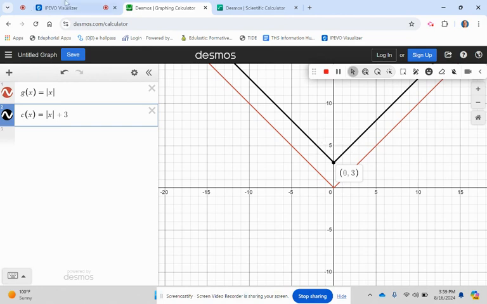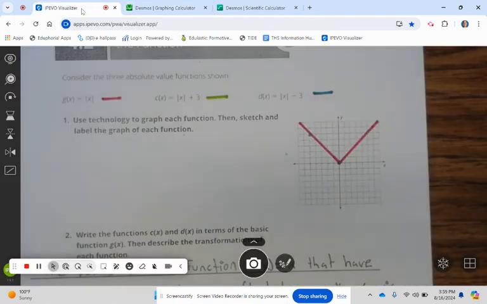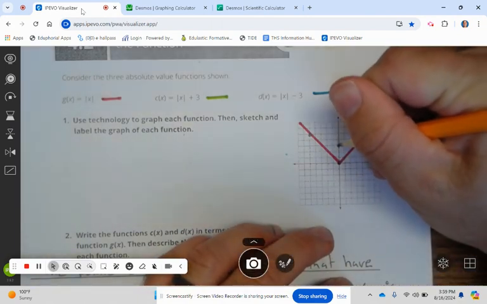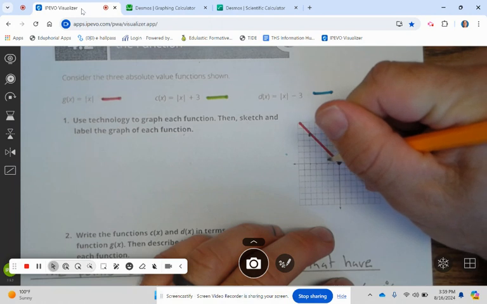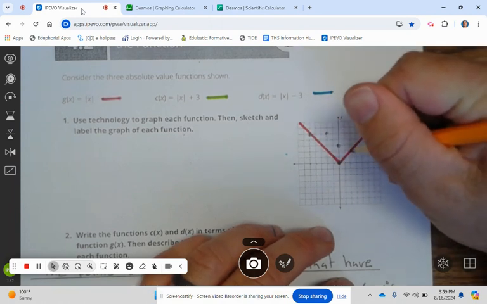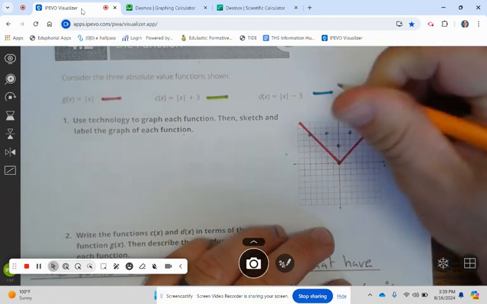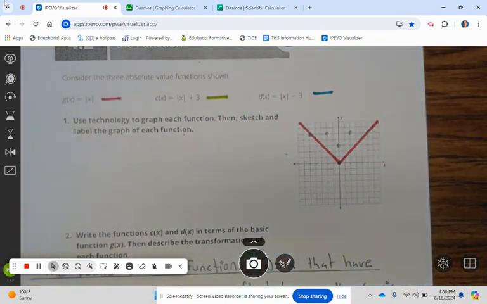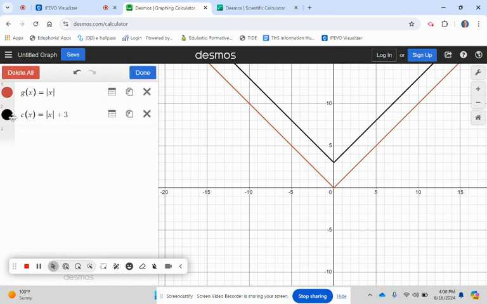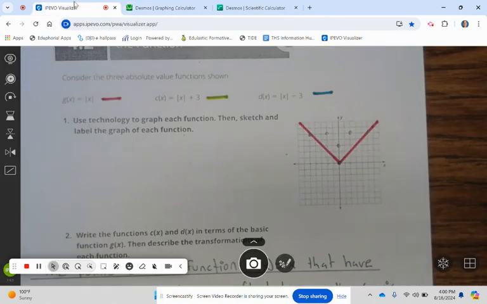Okay, so 0, 3, negative 1, 2, 3, 4, 5, positive 1, 2, 3, 4, 5. And almost forgot, let's change that color to green. Done.